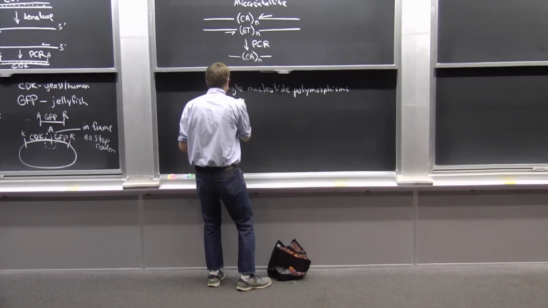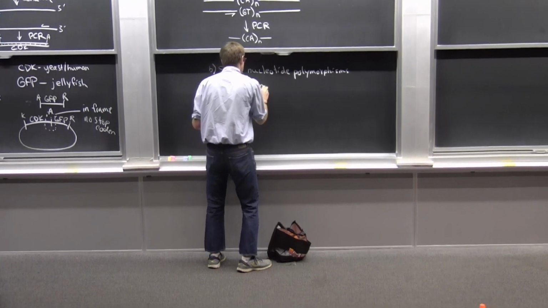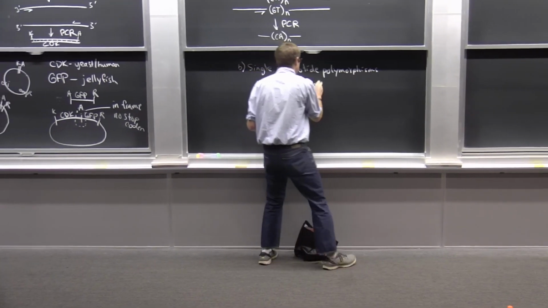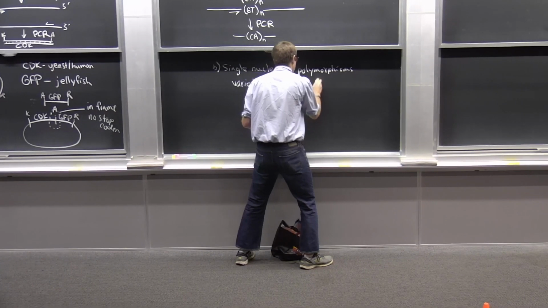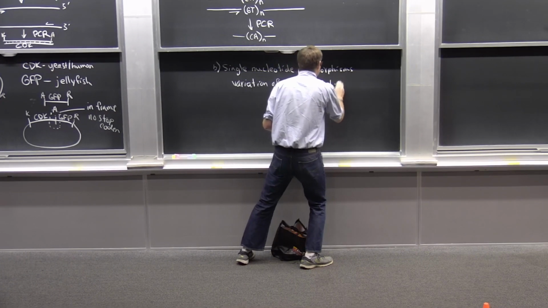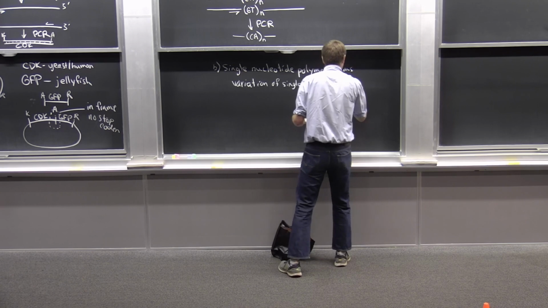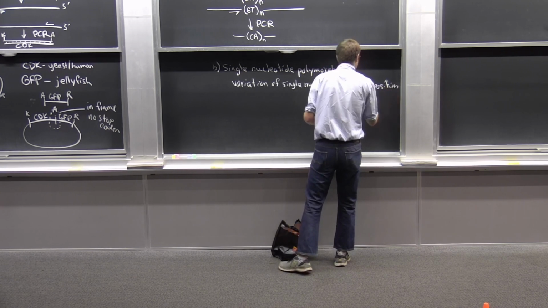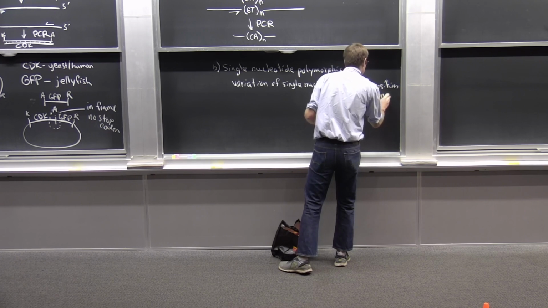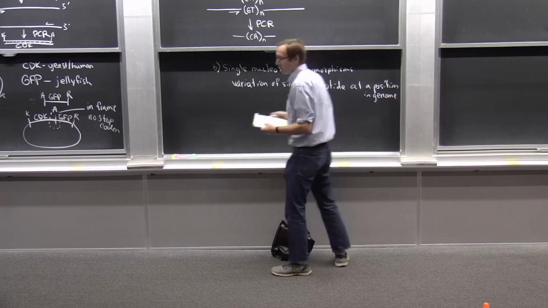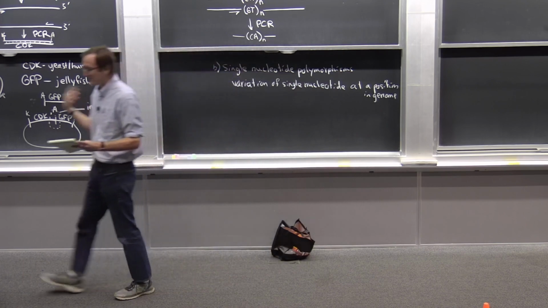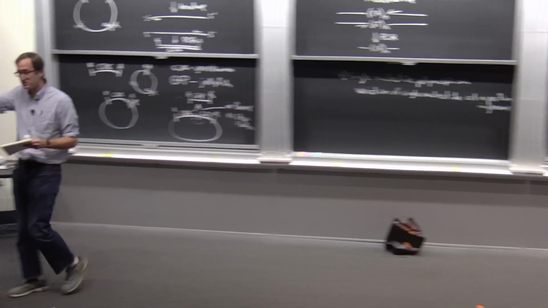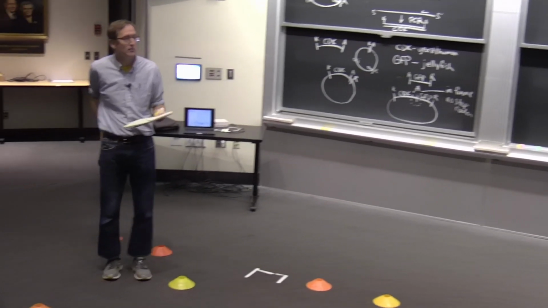So it's variation of a single nucleotide at a given position in the genome. Okay, and because that's a pretty general definition, there are tons of these in the genome.